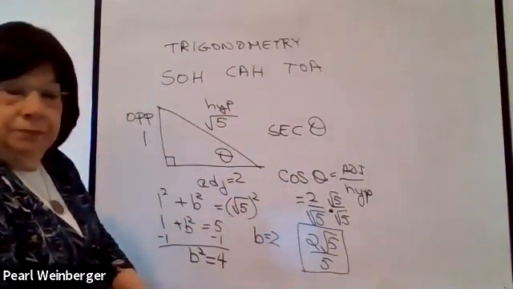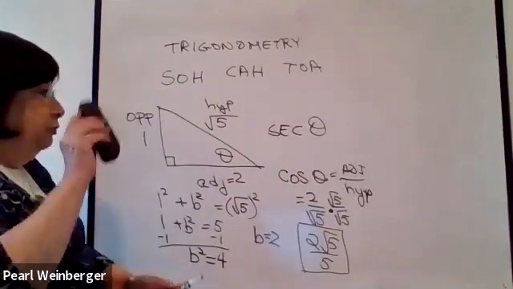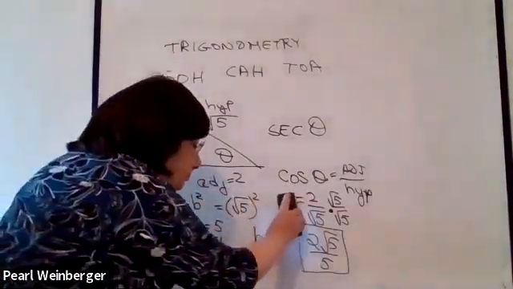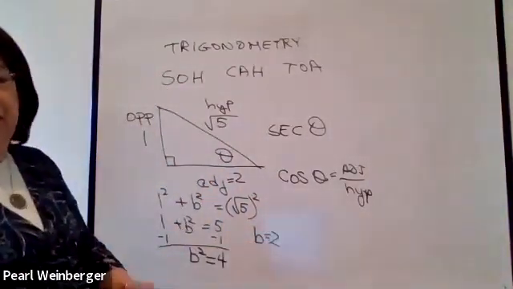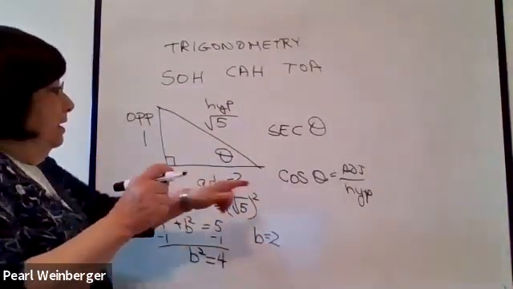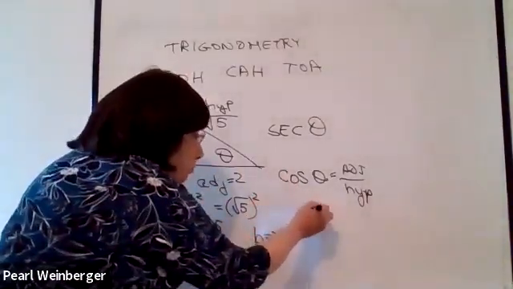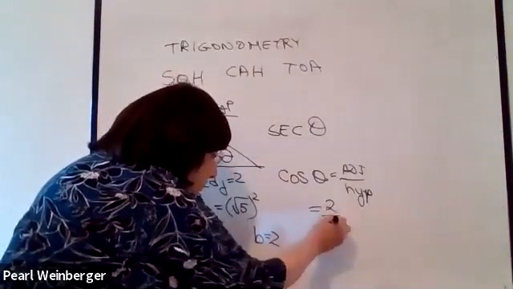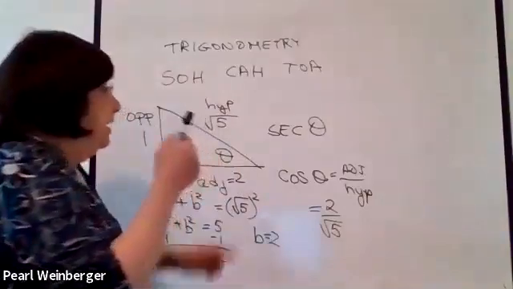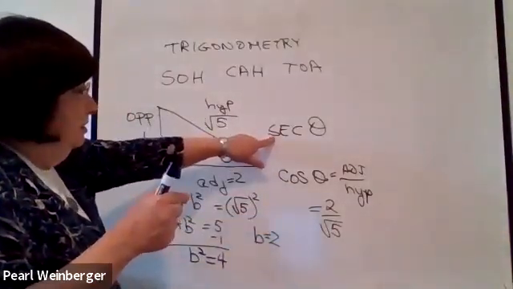I'm sorry. Scratch what I just said. Sorry, I was finding the cosine. The cosine is the adjacent over the hypotenuse, which is 2 over the radical 5. That far I was correct. But I didn't ask you to find the cosine. I asked you to find the secant.